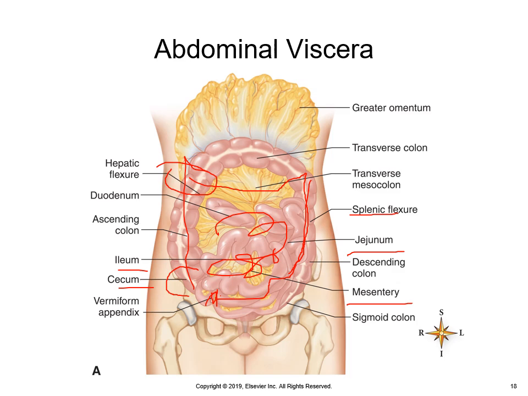We also see again those flexures, and the flexures basically help aid in the transport of that waste, and it also prevents excessive looping of the colon. So we don't want to have excessive looping of the colon like we have down here in the small intestine. So it allows for that smooth transport of that waste material.